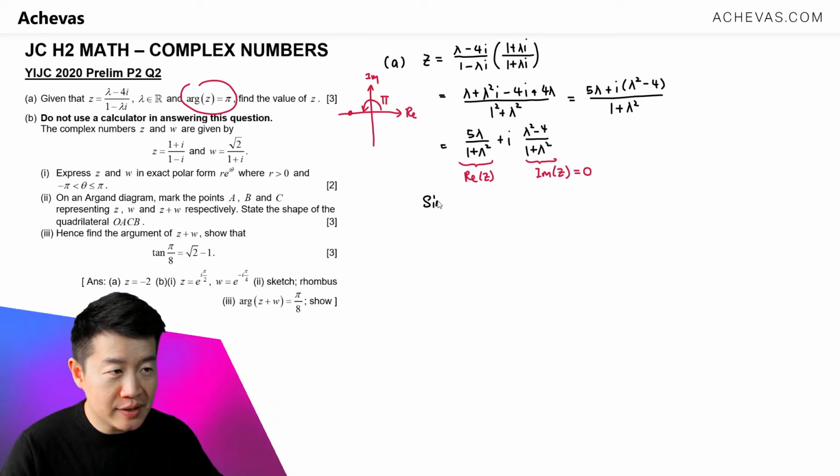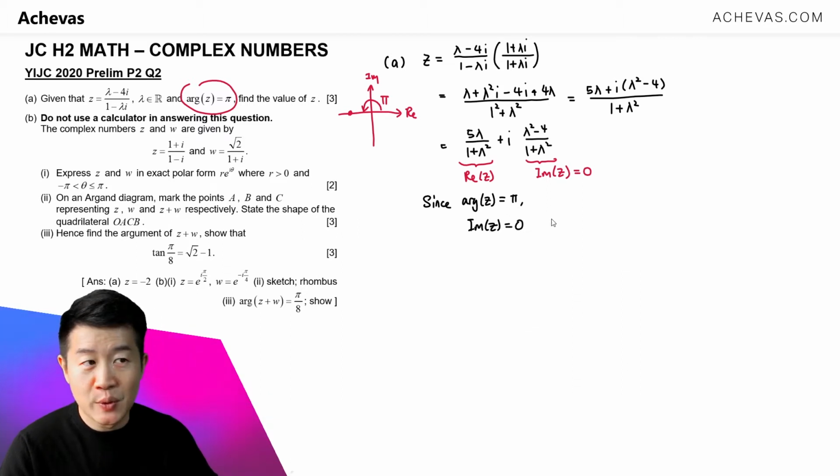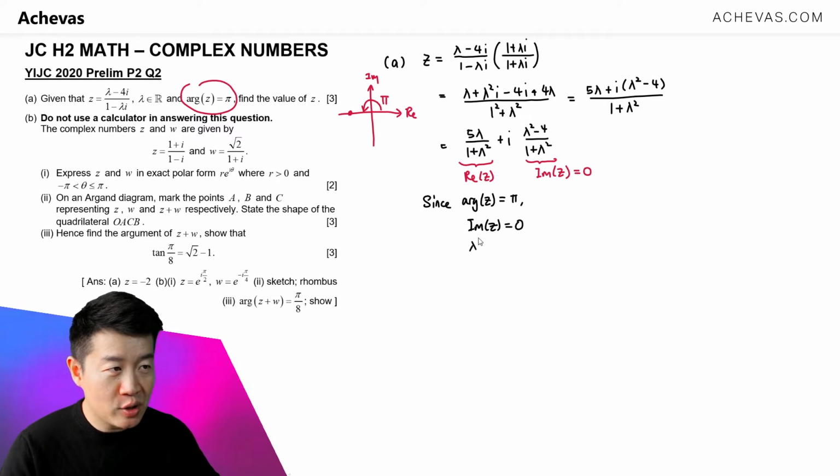So I'm going to write something that is like this. Since the argument of z is given to us as pi, this tells me that the imaginary part of z must be equal to 0. So the imaginary part of z, let me quote it here, lambda squared minus 4 divided by 1 plus lambda squared, must be equal to 0, which means that lambda squared minus 4 must be equal to 0. This tells me that lambda is equal to plus or minus 2.